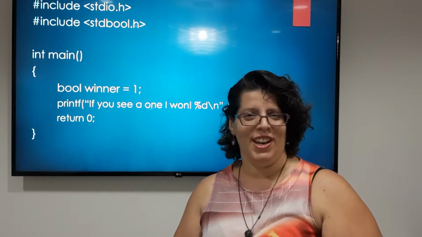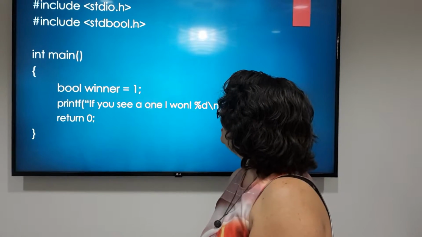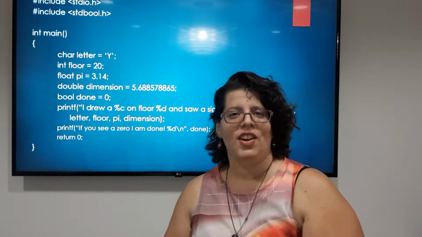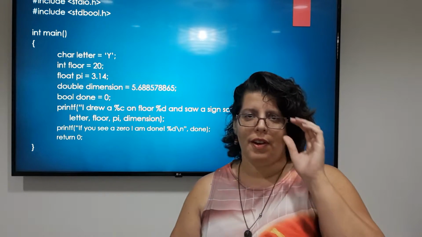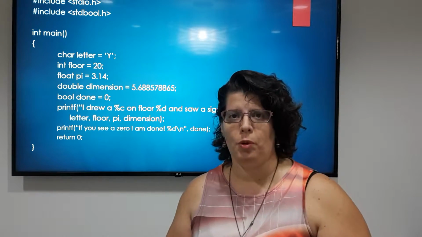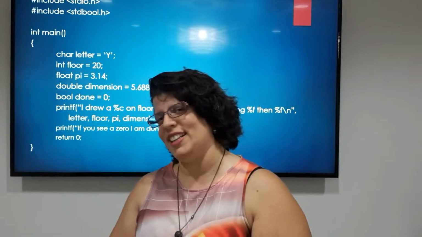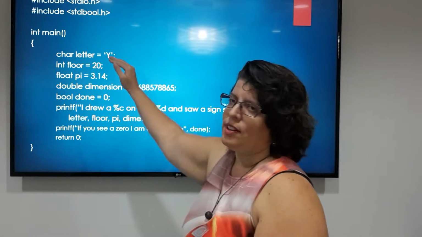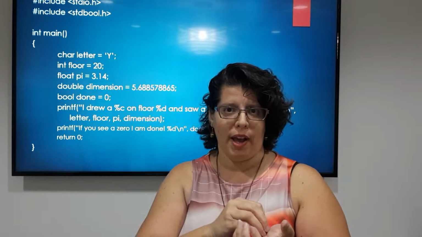So now, you ready to put it all together? Let's see. So here's an example where I have all the types that we discussed so far. At the very top, I'm including the stdio and stdbool because I'm going to have Booleans in my example. And I have a whole big mess of variables. Look at this. So I have a character called letter. Letter is my variable name and it has a y in it.